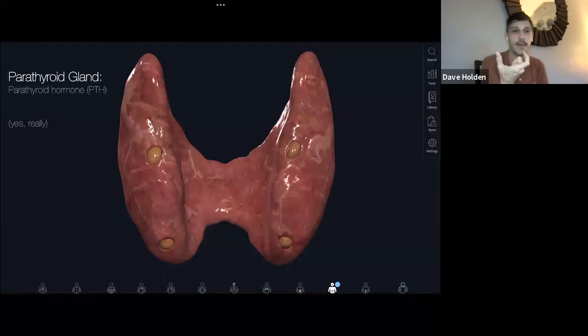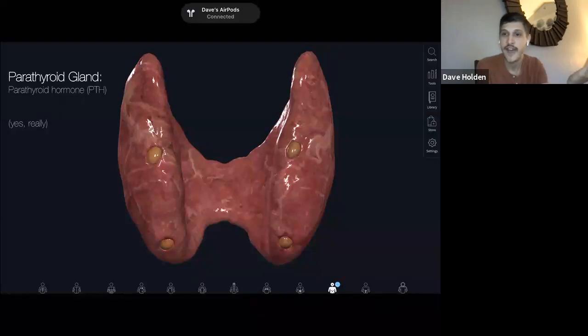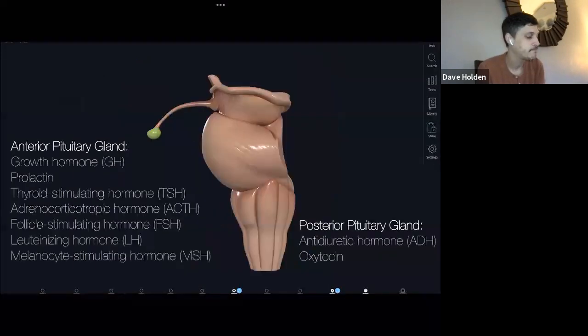On the posterior aspect of the thyroid gland are 4 small lobes. So they're kind of colored here, kind of yellow colored. That's the parathyroid glands. The parathyroid gland produces what is called parathyroid hormone. That is the name. I did not make up the words. I'm just reporting the facts. Parathyroid produces parathyroid hormone. Yes, that is really its name.